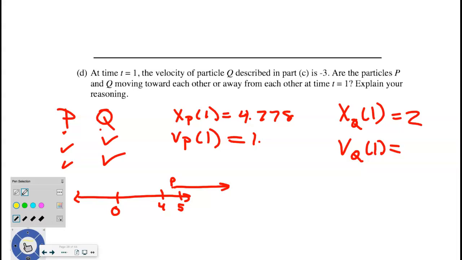That's from this question. Where was it? So the velocity of particles. Oh, they gave it to me. -3 again. So they both handed to me. Thank you. So I know that one's over here at 2, but it's moving to the left.